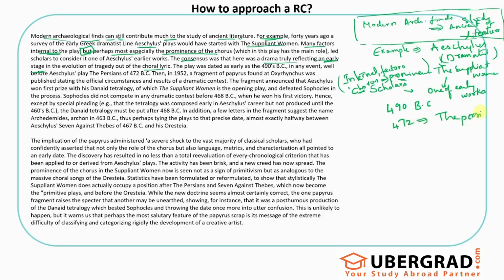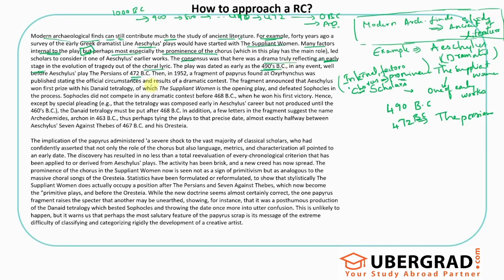What you need to understand, if you by chance are confused, is that BC runs in the reverse order. 1000 BC happens first, and then you see 900 BC and 800 BC. Similarly, 490 BC happens first, and then you come to 472 BC, and slowly you'll come to 0 BC, and then you start with AD. That's why it clearly says 490s BC, well before Achilles' play the Persians of 472 BC.